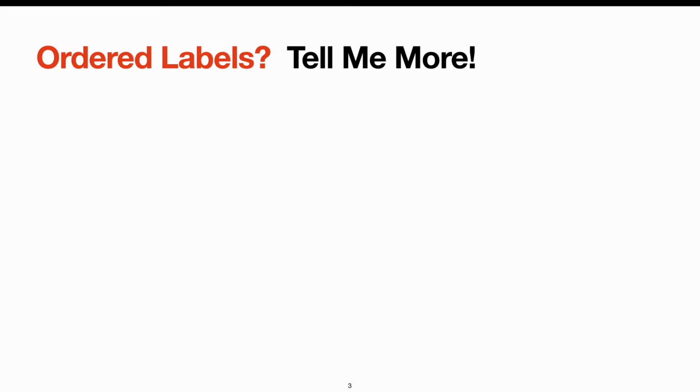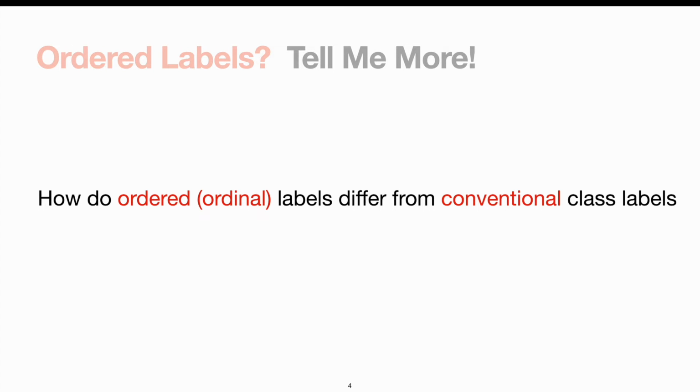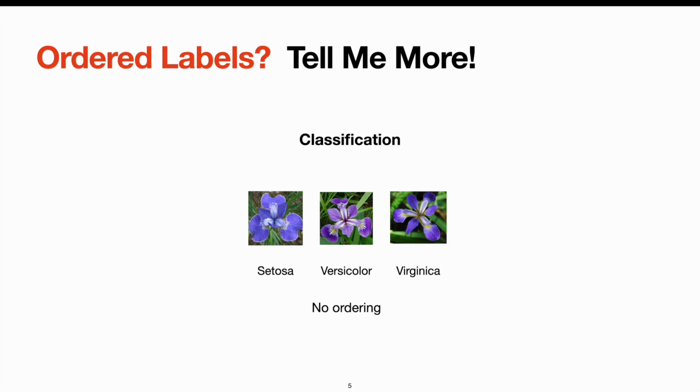Let me tell you a little bit more about these ordered labels, and in particular, how these ordered labels are different from conventional class labels. We often refer to these ordered labels as so-called ordinal labels. To understand this a little bit better, let me first give you an example of classification.